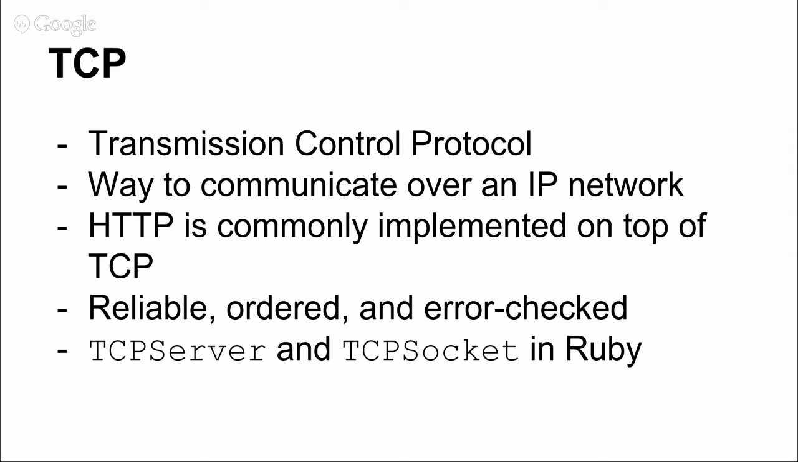So the first part of this is TCP. TCP stands for the Transmission Control Protocol. Basically, most of the communication you do over the internet is either TCP or its close relative UDP. TCP is really nice because it is reliable, ordered, and error checked. Reliable means that if you transmit a package, you can be fairly certain that it's going to get there. Ordered means that things will come in the order that you sent them.